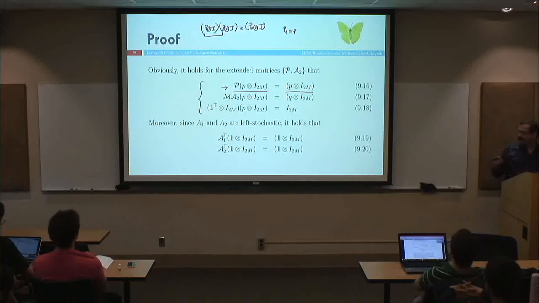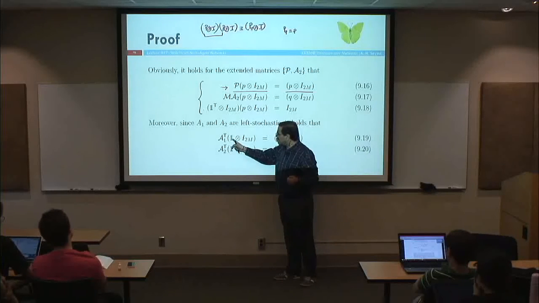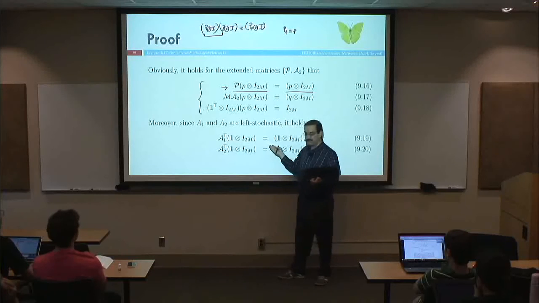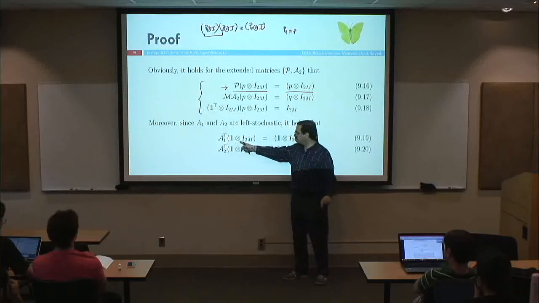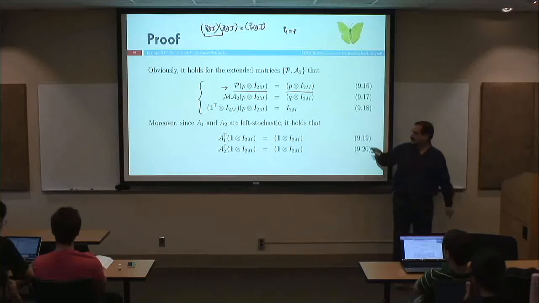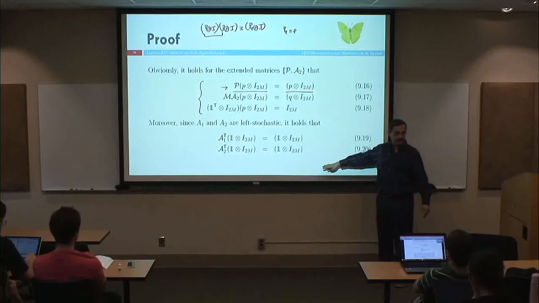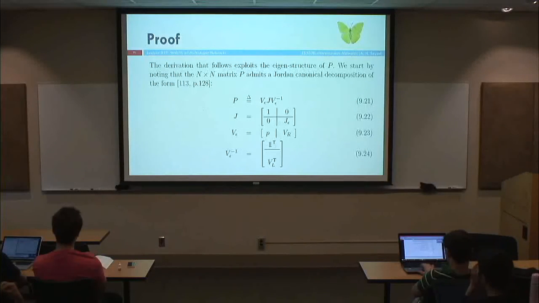Fine. The algebra so far is right. And remember, A1 transpose 1 is 1 because it's left stochastic. So for the extended cases, you get the same thing, right? Because this is A1 Kronecker I times the vector 1 Kronecker I. So do you all understand these relations on these pages? Okay. So nothing new so far.